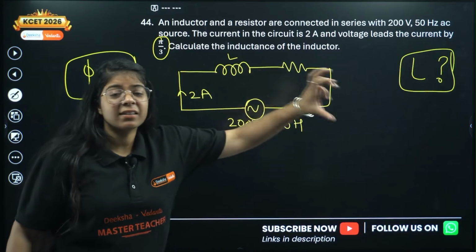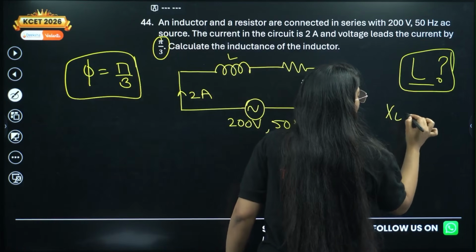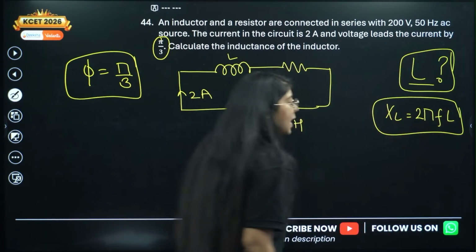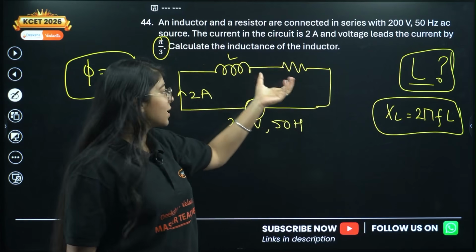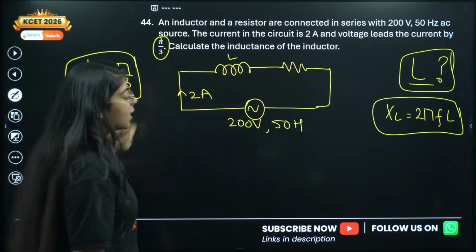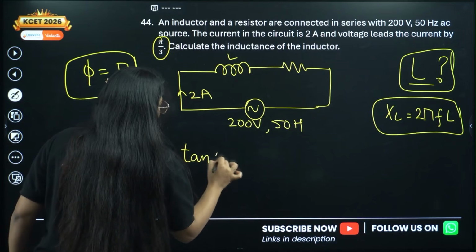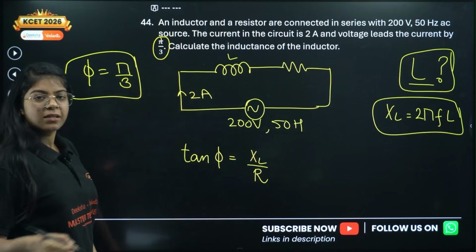Now let's think of this in a reverse manner. We need to find L, that comes in the formula of XL, 2 pi f into L. Correct? XL, now we just need to find XL of this inductor. Now, do you know that tan phi equals XL divided by R? Correct? We know that much.